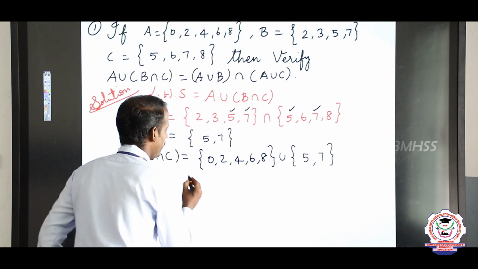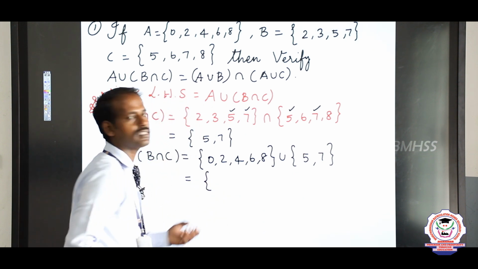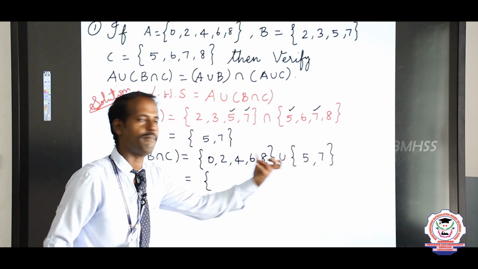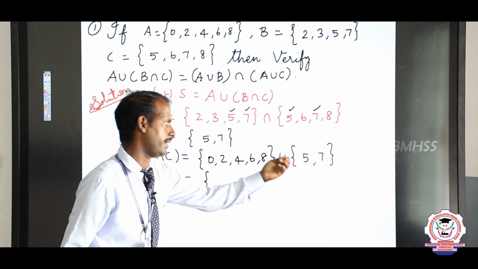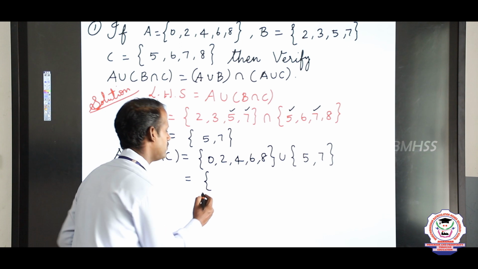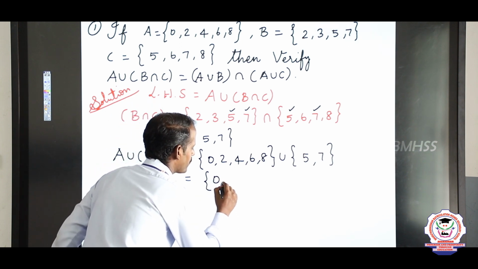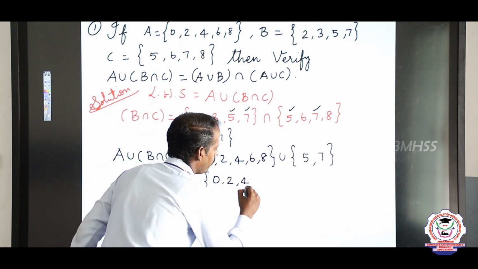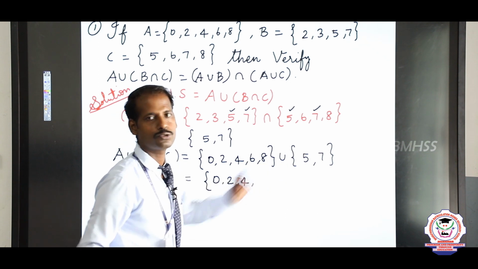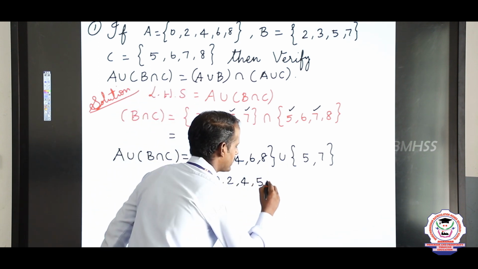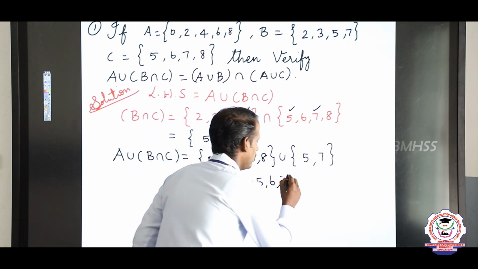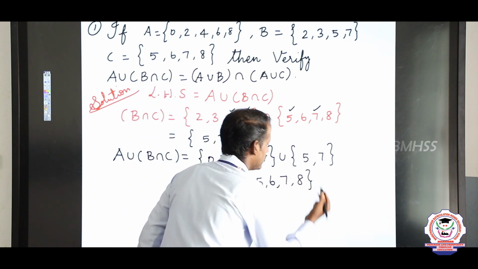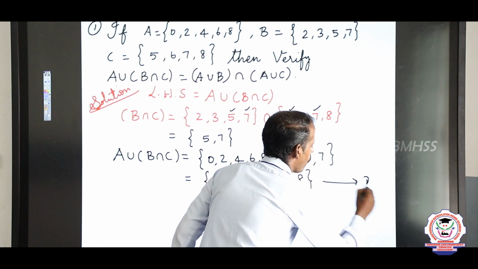Here union means joining the elements of the A set and B intersection C. Here 0, 2, 4, 6, 8 and 5 and 7. So joining the elements: 0, 2, 4, next 5, next 6, next 7, next 8. That's it. This is equation number 1.